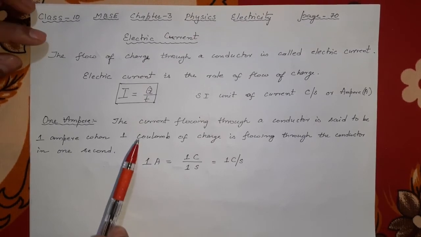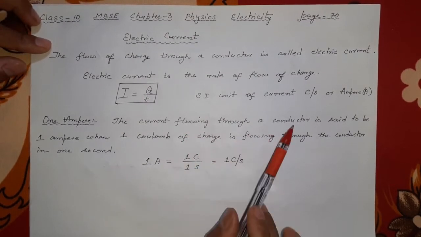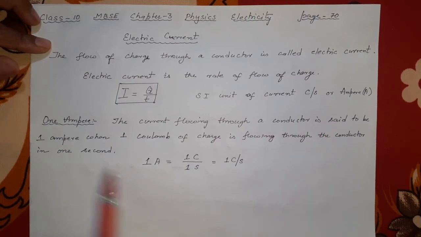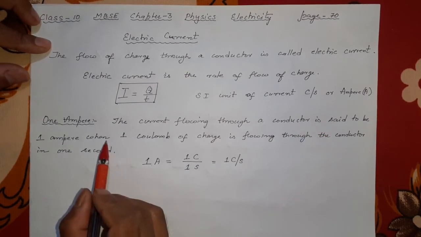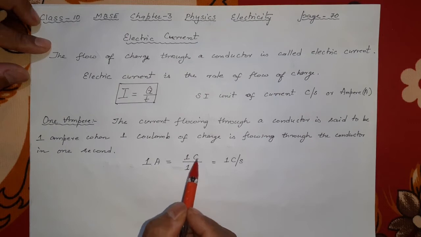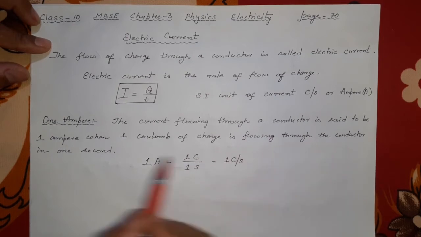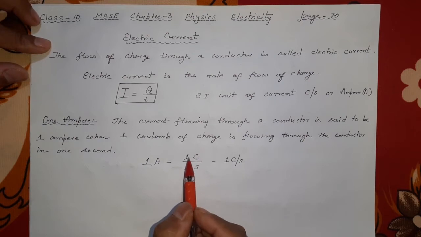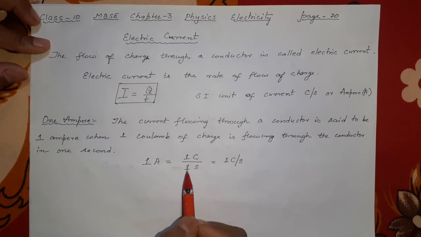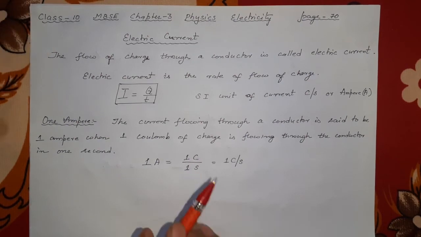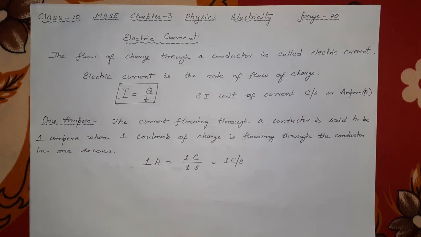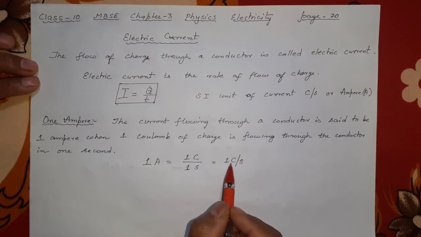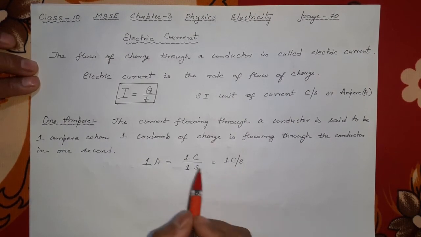The current flowing through a conductor is said to be 1 ampere when 1 coulomb of charge is flowing through a conductor in 1 second. Time it takes is 1 second, and you make 1 coulomb of charge flow for 1 second, then in that condition it is 1 ampere current. In short we can write 1 C/s, coulomb per second.